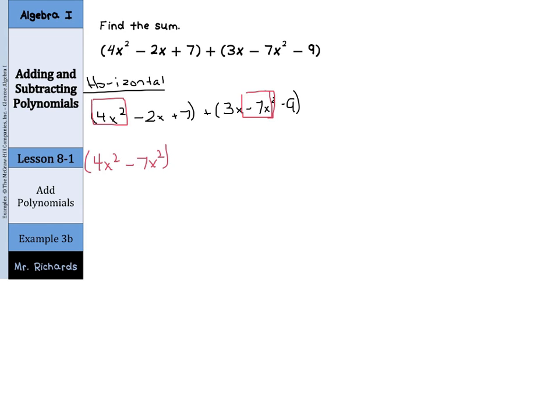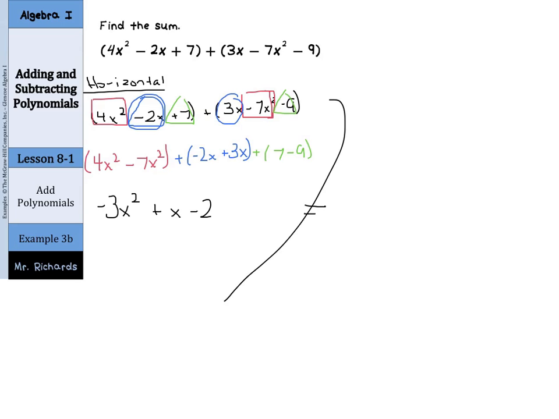And now we're down to our first degree, our just x's. So plus a negative 2x plus 3x. And now we're down to our constants, our 7 and our negative 9. So plus 7 minus 9. And now as I put this back together, we would have negative 3x squared plus x minus 2.